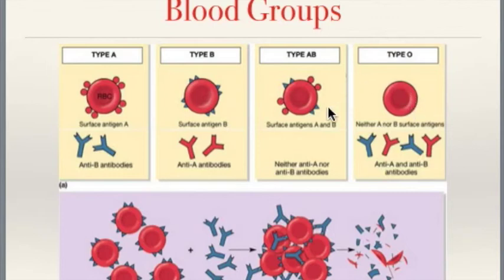What if I switch that around? What if I give type AB blood to a type O person? So I donate type AB blood, and I put it inside of a type O person. Well, the type O antibodies, the recipient's antibodies, would attack the donor's antigens. That's a problem, okay?